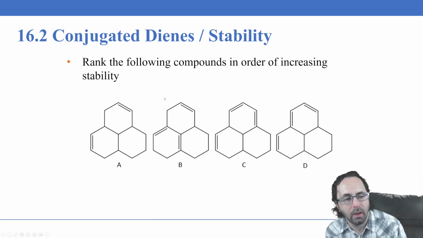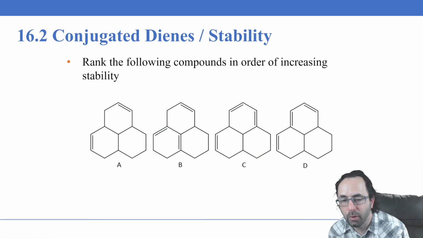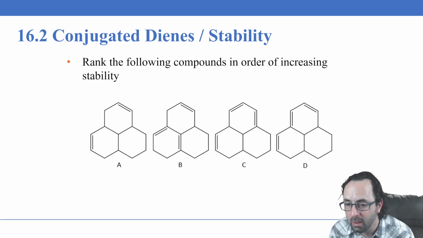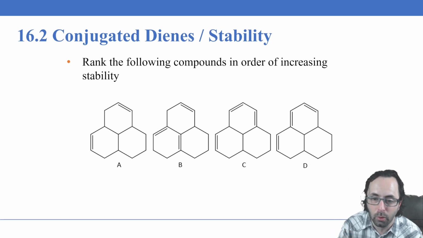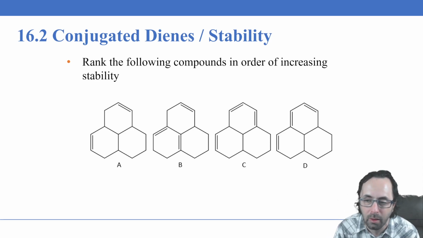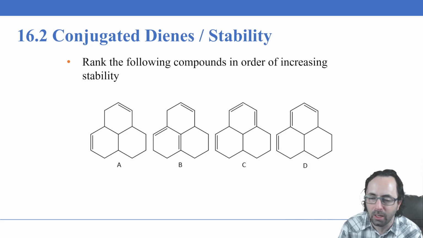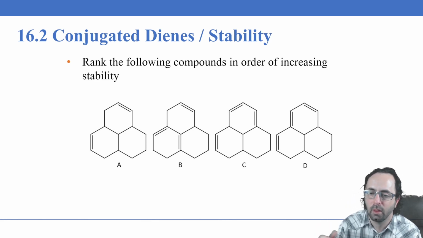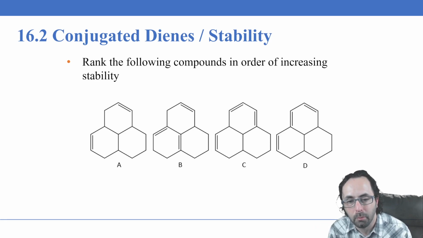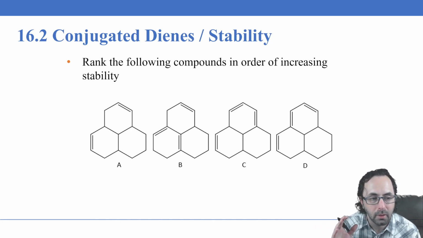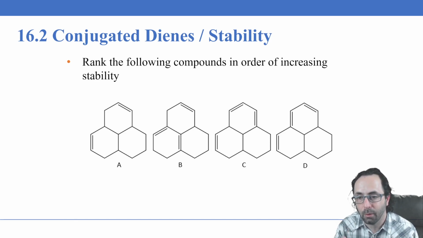So here we have an example question. I recommend that you pause and try to decide for yourself how to rank these in order of stability, and then return. I will give you a hint. Remember, conjugated pi bonds are more stable. So the more conjugation, alternating double single, that you have, the more stable the molecule's going to be. So you can go ahead and pause now.